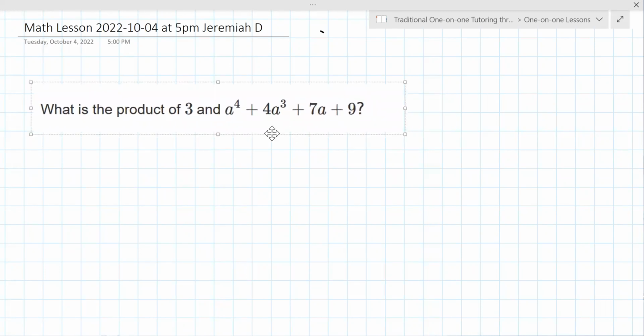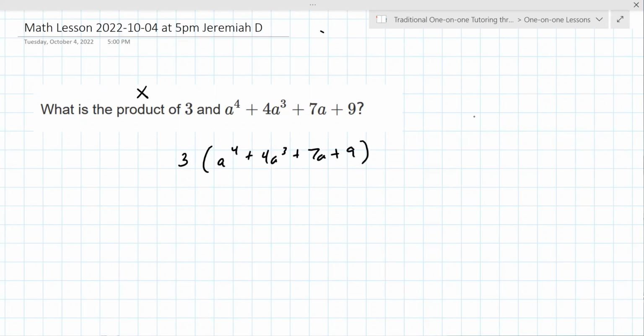Question, it says, what is the product of, and product means multiplication. Now, what is implied here, and I actually prefer that it be written this way, where there's parentheses on the outside. And we're reviewing what's called the distributive property.